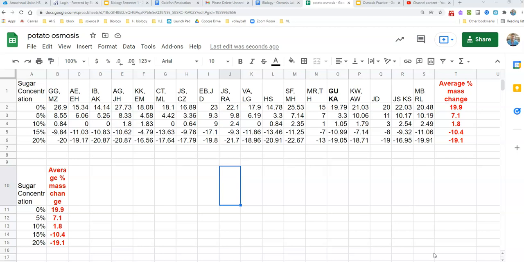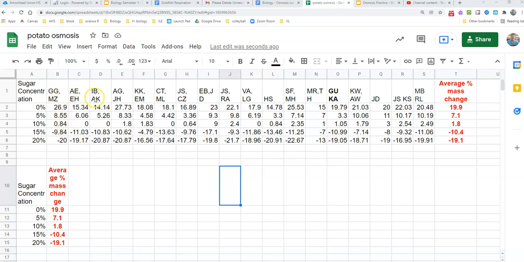So as you recall, we submerged 5 potato cores into a 0% sugar solution, 5%, 10, 15, and 20%. On day 1, we measured their mass, and on day 2, we came back and measured their mass again to see if they gained mass or lost mass.